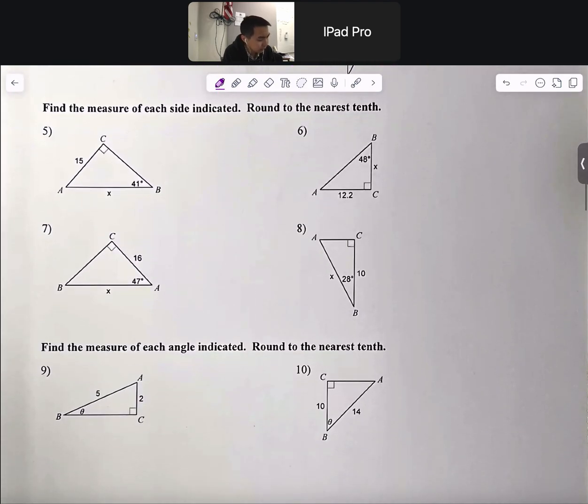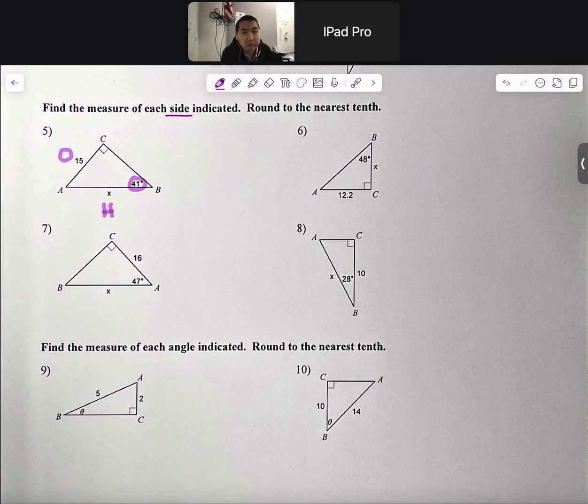Number 5. For number 5, we're finding side lengths. Same deal, we have to use trig. So here's our angle. From the angle's perspective, we're trying to figure out what the 15 is. So the 15 is opposite, and the x is the hypotenuse to angle 41.